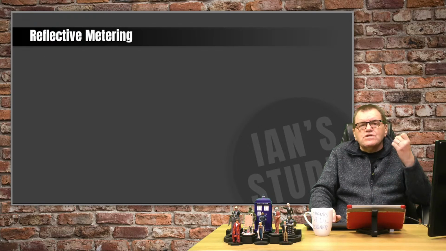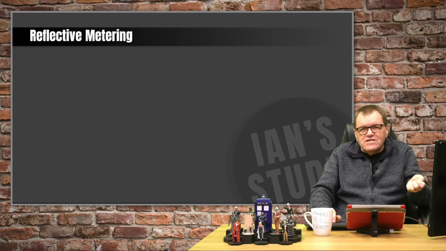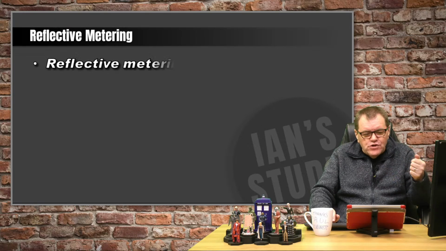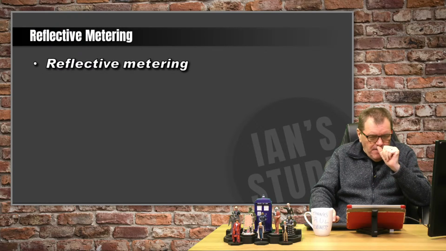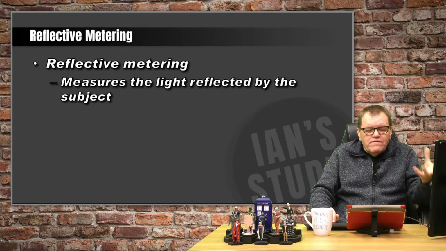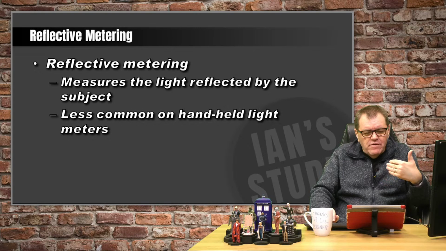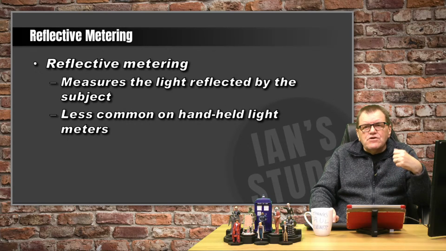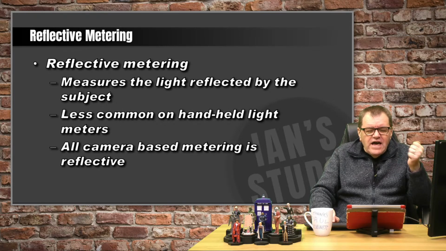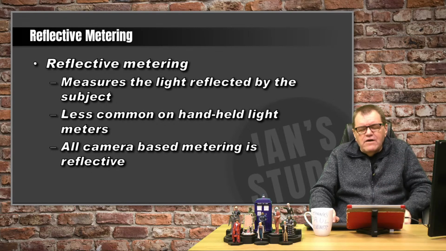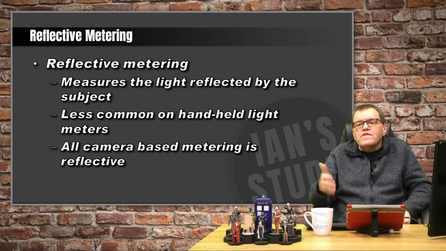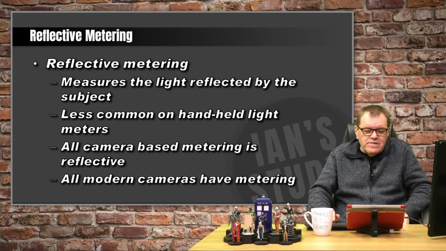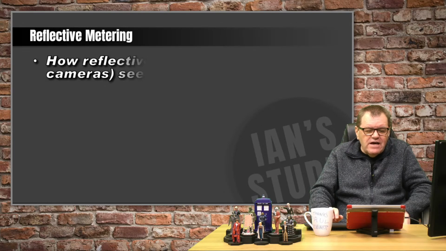So we are effectively using what's called reflective metering, as opposed to incident metering, which you would do with a light meter. Reflective metering measures the light reflected by the subject back to the camera position. Occasionally you can get handheld light meters that do it, but they are less common. But all in-camera based metering is reflective. So that's what we're talking about tonight. And all modern cameras have some form of built-in light metering.